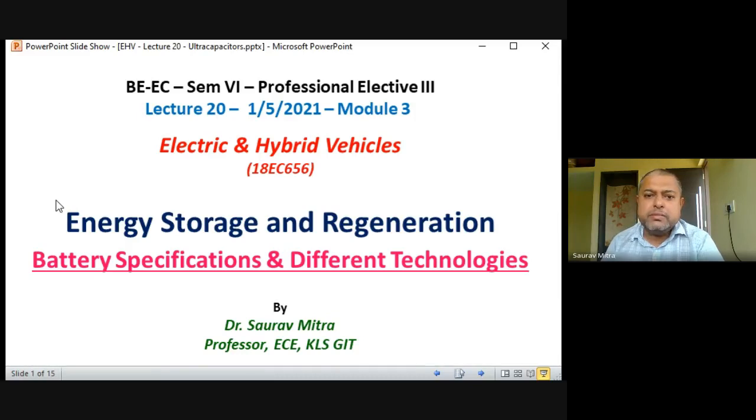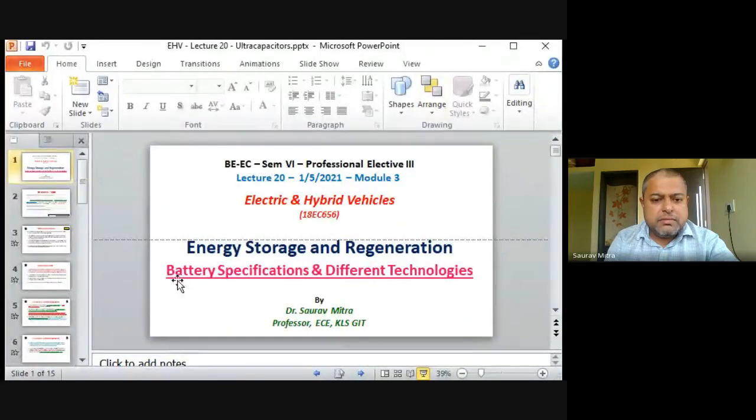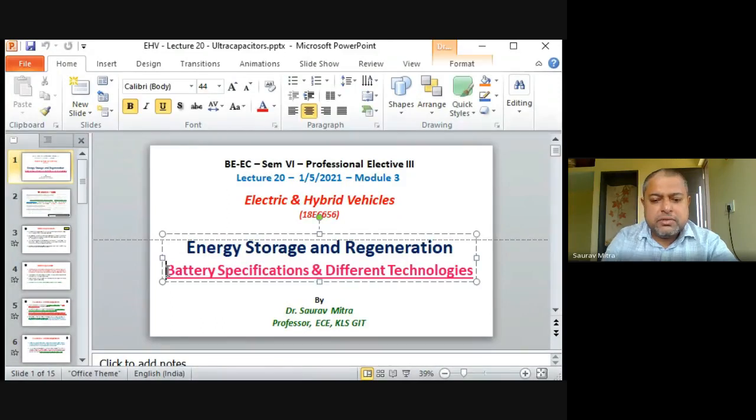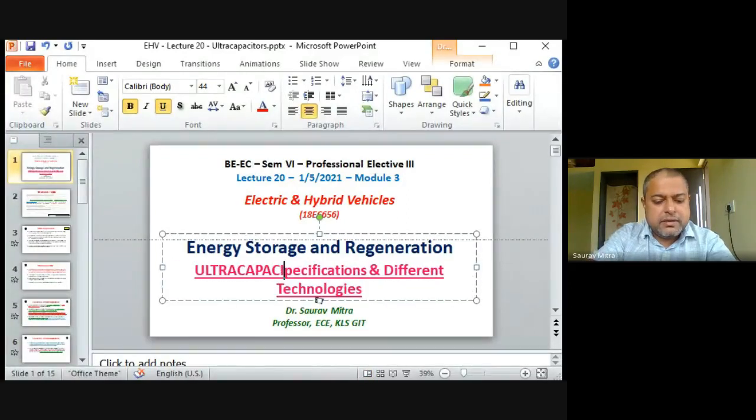The third module is mainly talking about different energy generation elements. The electrochemical battery we have seen, that was one energy generation element, and today we are going to talk about ultracapacitor. So let me change this. This is battery specifications, and also this I will change. Today's topic is ultracapacitor.